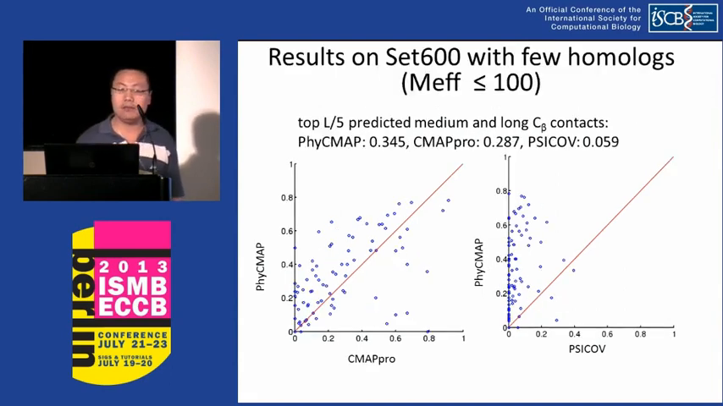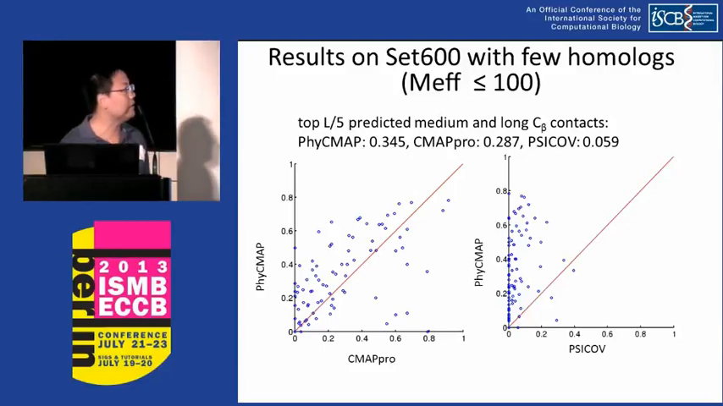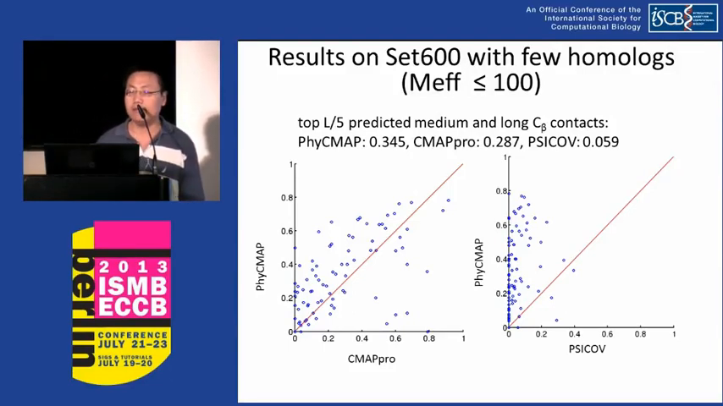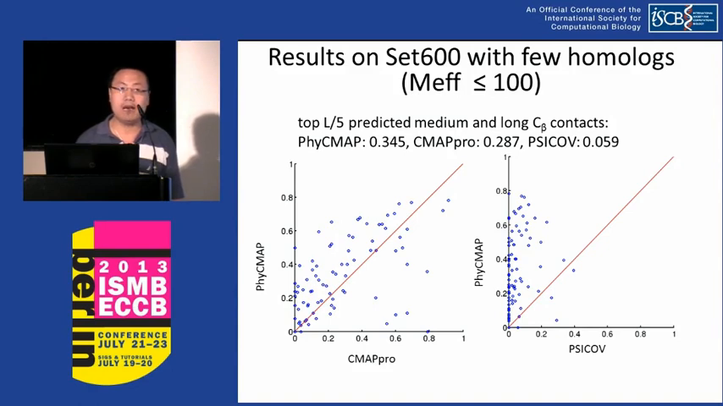Here is another slide to show you the performance on another big set. Here we only consider those proteins with less than 100 non-redundant sequence homologs. The left figure compares our method with CMAP, and the right figure compares our method with CyCoV. In this picture, you can see when the number of non-redundant sequence homologs is less than 100, CyCoV usually just doesn't apply. So when we don't have many sequence homologs, it's better not to use the pure residue co-evolution-based method.